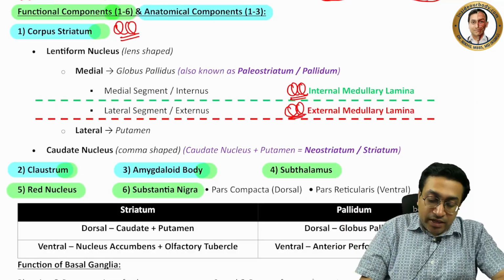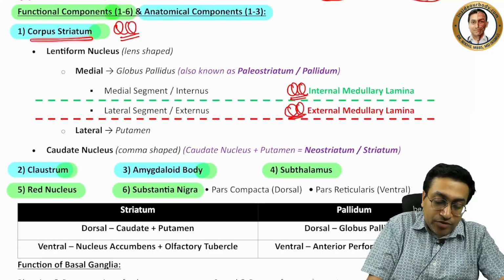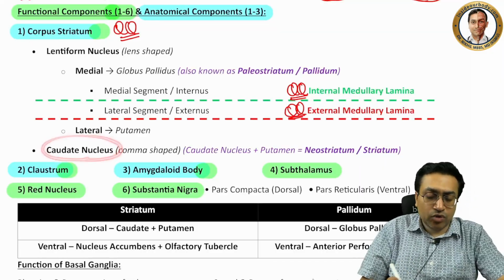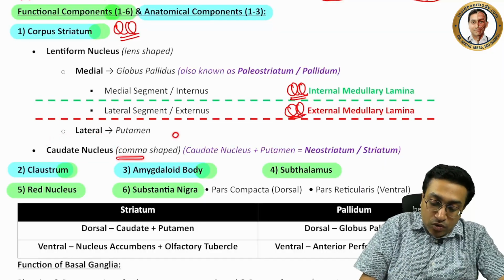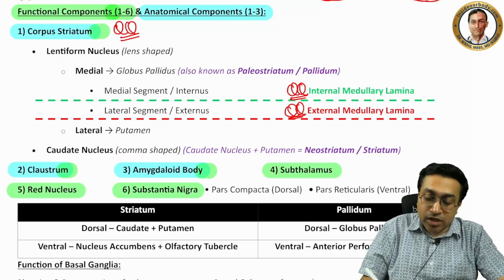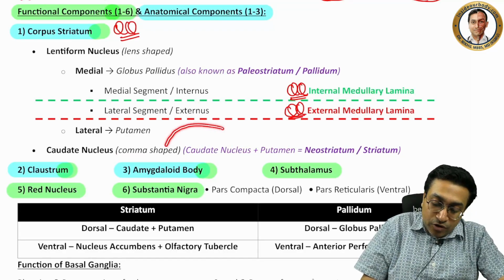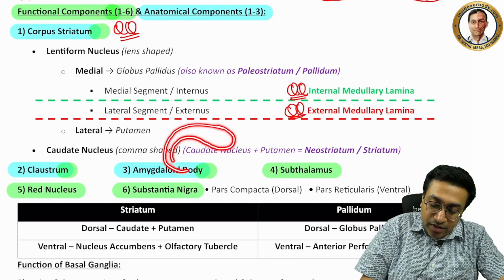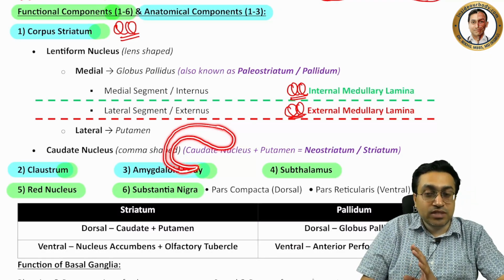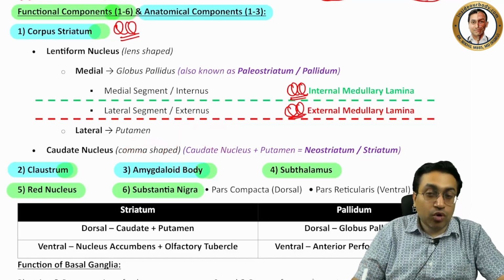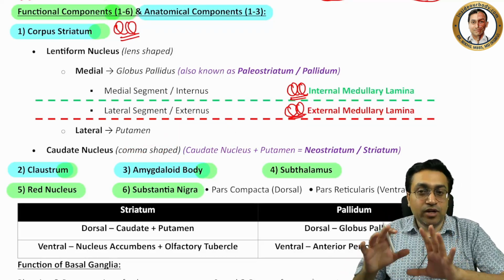Okay, next part of the corpus striatum is the caudate nucleus. Now caudate means tail, and it is comma shaped, in this way. You can see this is the head, body and then tail. Okay, so this is the comma shaped nucleus which you will see. This is the caudate nucleus. I will show you in the schematics in a while, don't worry.